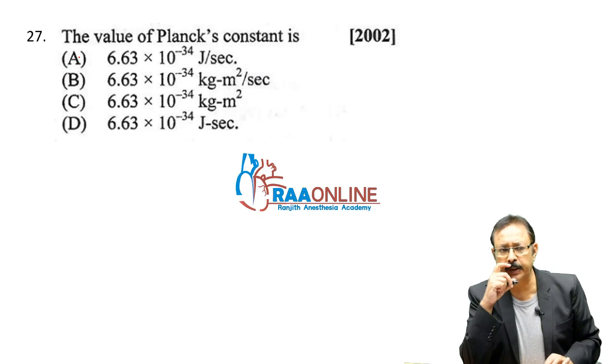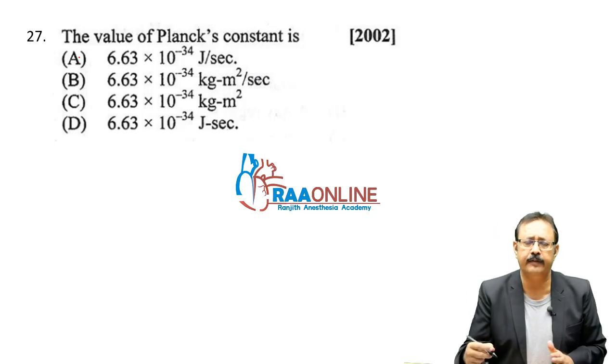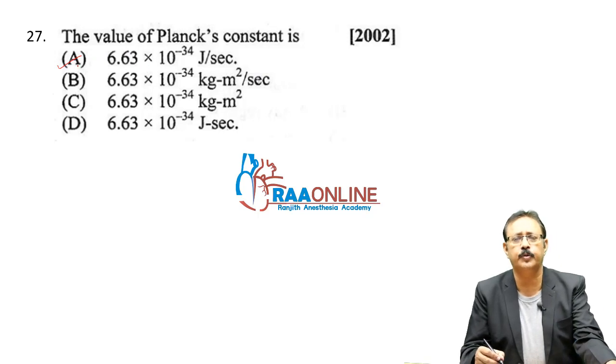Next, 2002 AIPMT, they are just asking the value of Planck's constant. We use it in so many problems. It is 6.63 into 10 to the power minus 34 joule second.